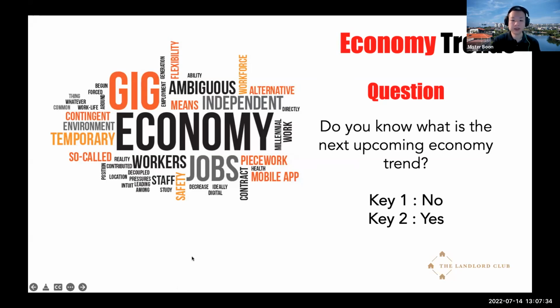If you know about the next upcoming economic trend, just key 1 for yes, for no, and work from home. That's a nice one. But work from home, what type of industry? If you have keyed yes, maybe you can just pop up some words. From the picture, you can see some of the answers, the previous answers. Thank you, Evelyn. Thank you, Philip. Inflation, hybrid working mode, all this, yeah.